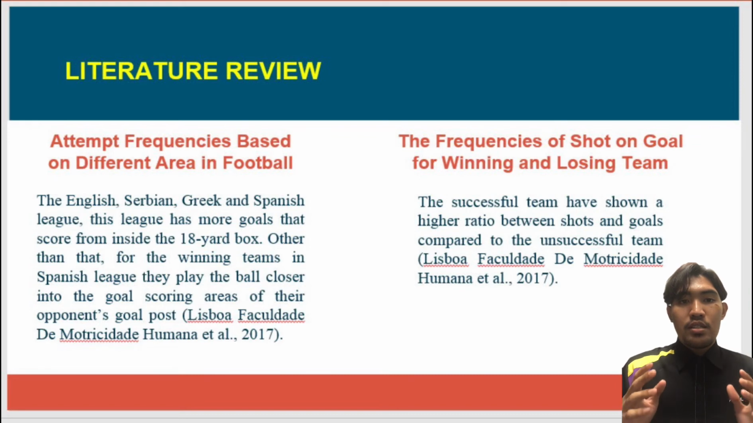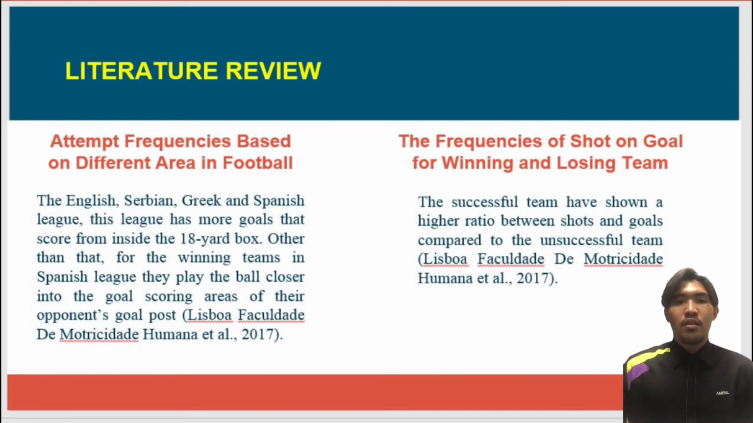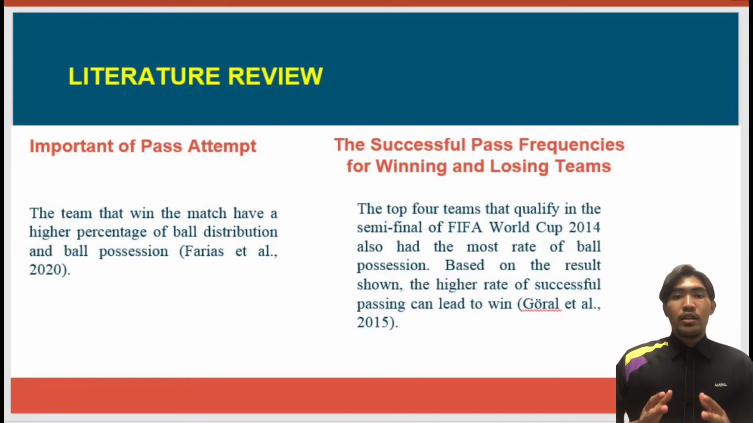The previous study states that the successful team has shown a higher ratio between shots and goals compared to the unsuccessful team. But this does not mean that a team with a lower shot and goal ratio is unable to win a game. For example, the final game of the FIFA World Cup 2018 between France and Croatia. Based on my observation and research, the France team won the match with a score of 4-2 over the Croatia team. As for the outcome, the Croatia team made more attempts compared to the France team during the final match. Last slide for the literature review.